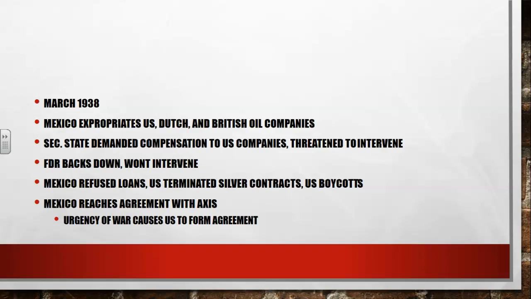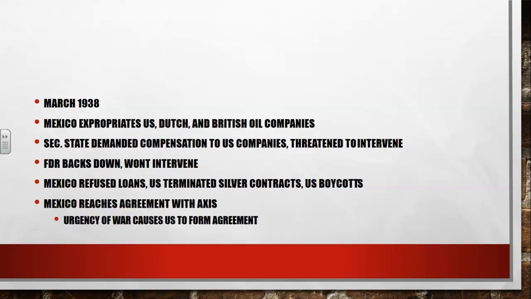United States companies are like, you just stole this from us. This isn't okay. The Secretary of State is going to demand intervention. Ultimately, though, FDR is going to back down and state that he is not going to intervene, basically calling the bluff of his own Secretary of State. Mexico is going to be refused loans, is going to terminate silver contracts with the United States, and there's going to be a series of boycotts of American products in Mexico.